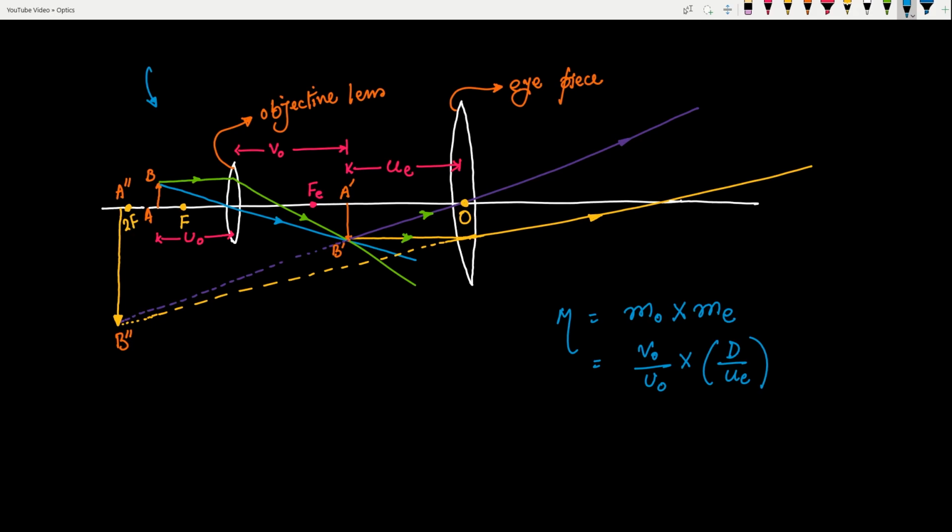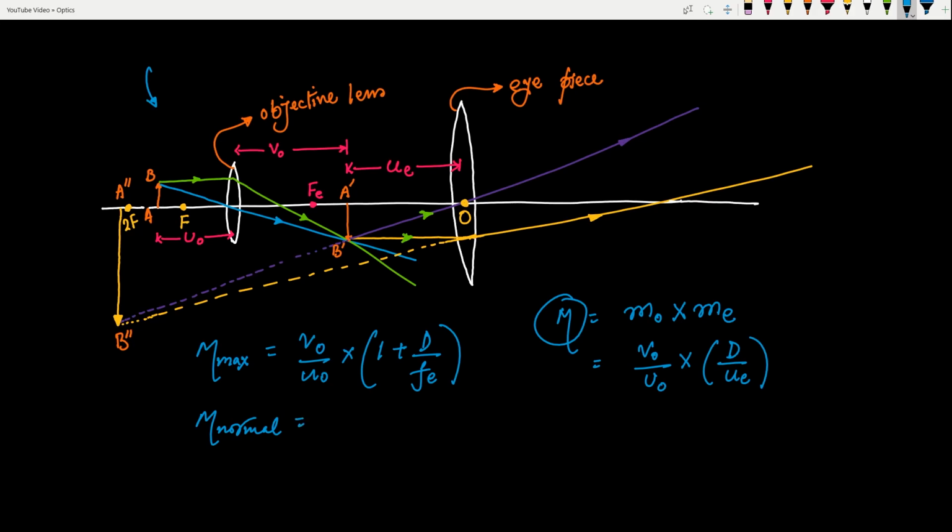Now this magnification, again, has two cases: maximum magnification and normal magnification. If I say M maximum, that is maximum magnification, this will turn into V0 by U0 multiplied by 1 plus D by FE. Okay, and for normal magnification, if I write it down this way, the formula will be V0 by U0 multiplied by D by FE. These are the things that we have learned.